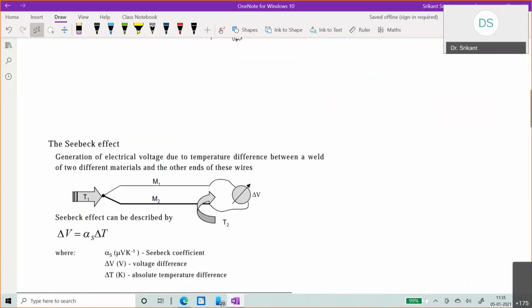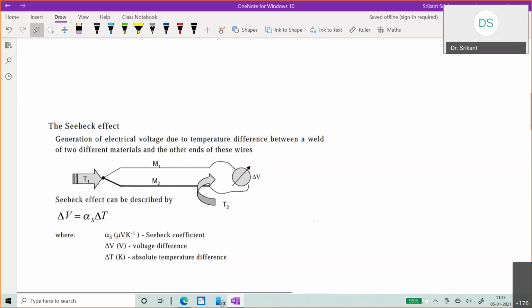There is also something known as the Seebeck effect. I think you may have studied it at some point earlier in life. The basic idea is that if you have two dissimilar metals, this is the important point, which are welded together at one end, and one end of those metals is kept at some temperature T1 and the other end is kept at some temperature T2, then there will actually be a flow of current in the system.